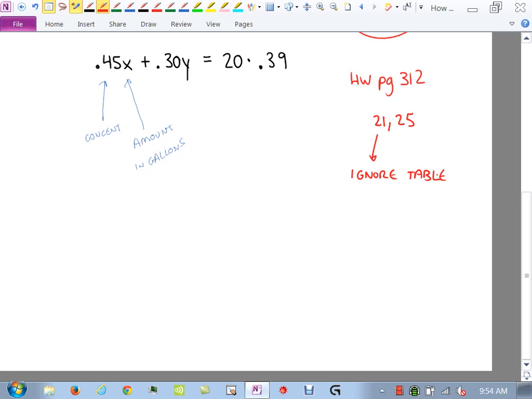So there are 3 types of applications that we did. We did a cost application. We did an interest application. And then we did mixtures. That's what we covered. So any one of those could appear on a test. You could have more than one of those on a test, but I'm guaranteeing you a mixture problem on the test.